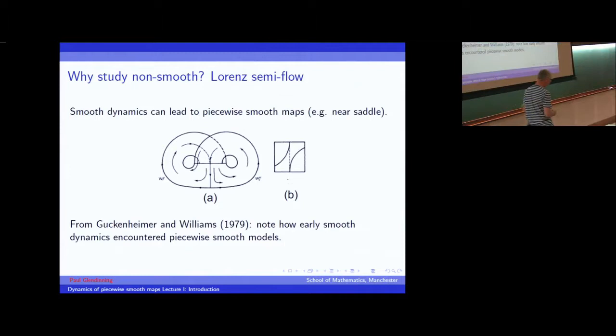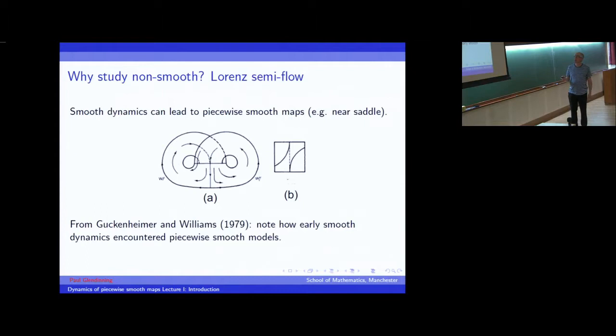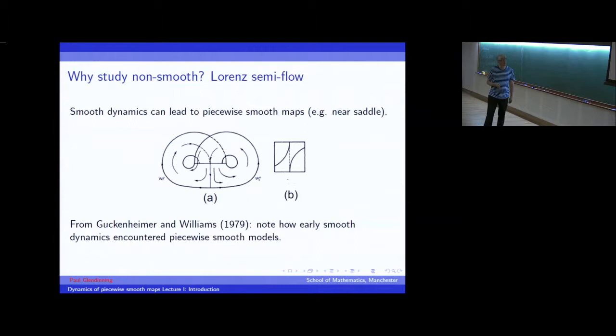Okay, so what I want you to take away from that is that just because you're looking at smooth differential equations doesn't mean that associated return maps have to be smooth. Okay, the things like saddles are enough to tear things apart. And that's really the situation in the 80s that got me interested in piecewise smooth maps.